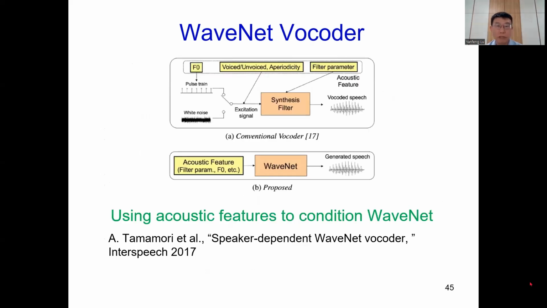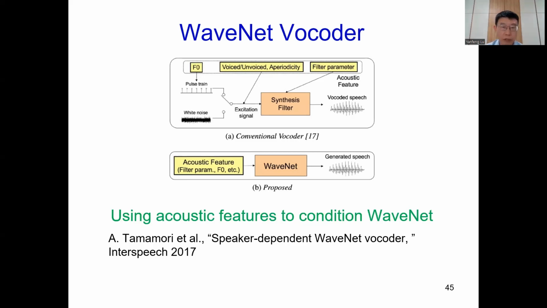A further development out of the WaveNet is the WaveNet vocoder. So in the original WaveNet, people used linguistic features to generate samples directly. But then people thought, why can't we use the acoustic features to condition the network? Then we will have a new type of vocoder.